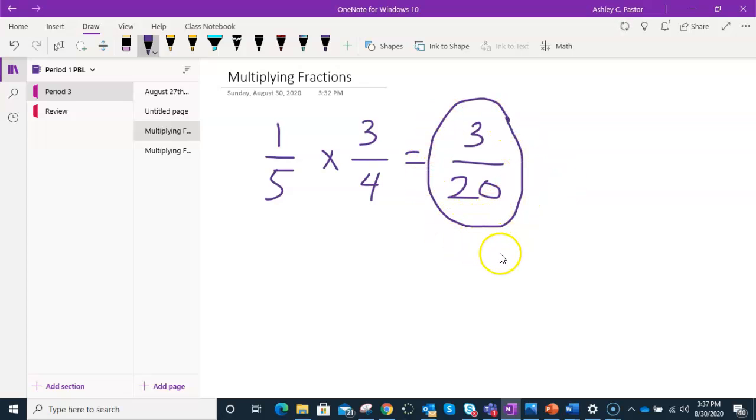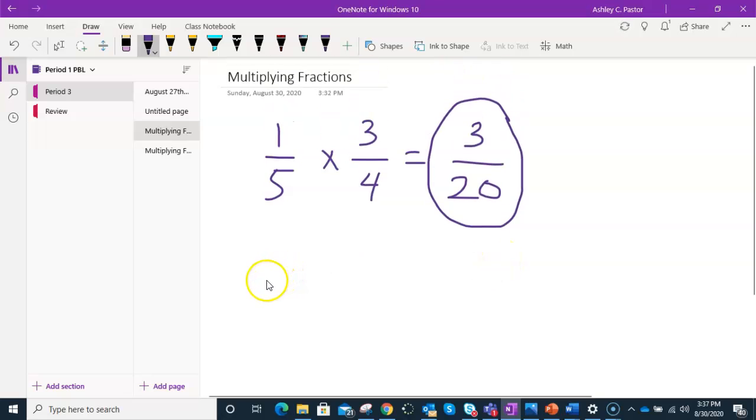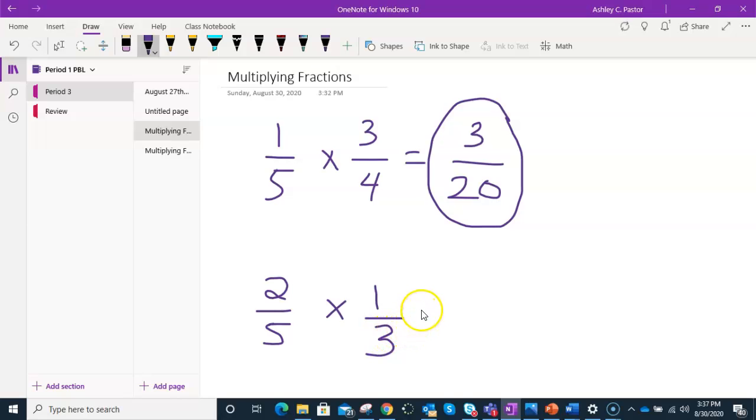Okay, the example that I want you to do is 2/5 times 1/3. All right, you have the video paused and did this on your sheet of paper. For this one, 2 times 1 will be 2, and then 5 times 3 will be 15.